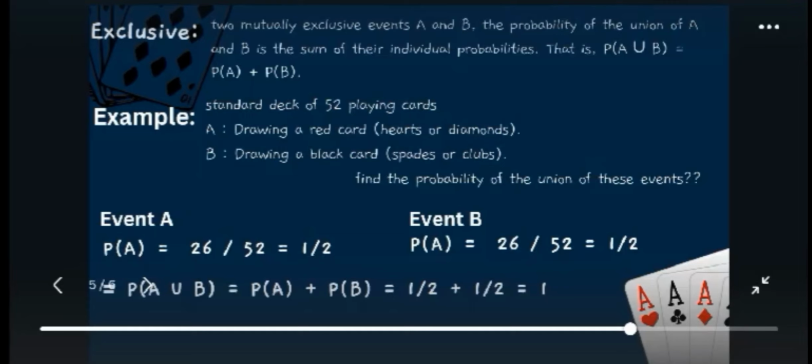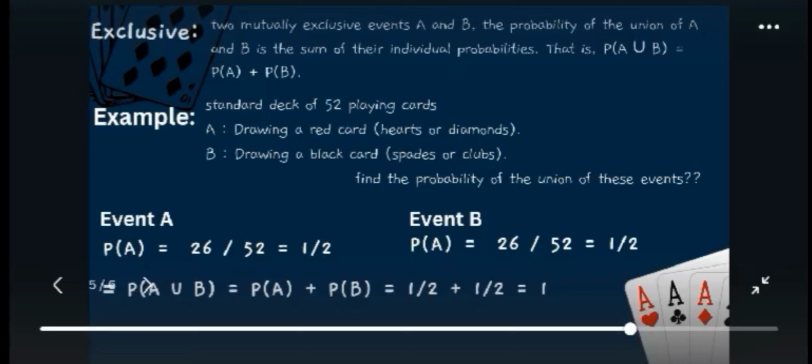Two mutually exclusive events A and B. The probability of the union of A and B is the sum of their individual probabilities. That is, probability A union B equals probability A plus probability B. So the example of exclusive events is a standard deck.